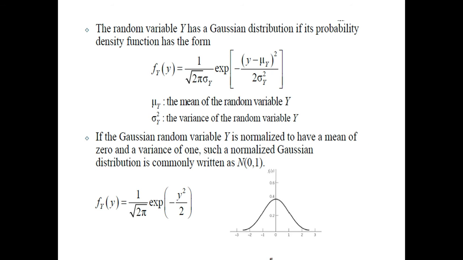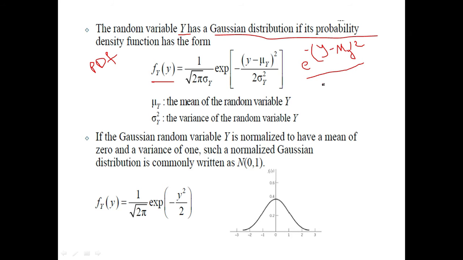The random processes produced by physical phenomena are often such that the Gaussian model is appropriate. Then the random variable y has a Gaussian distribution if its probability density function, generally indicated by PDF, is given by f of y equal to 1 upon the square root of 2 pi sigma y, times the exponential function, that is e raised to minus the square of y minus mu y, upon 2 sigma y square.